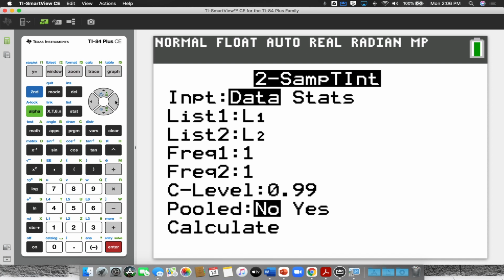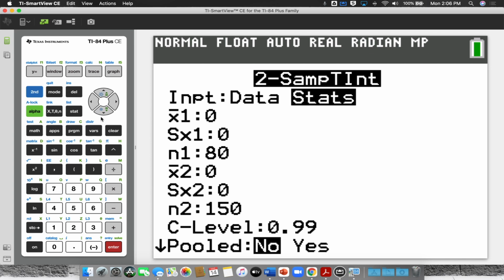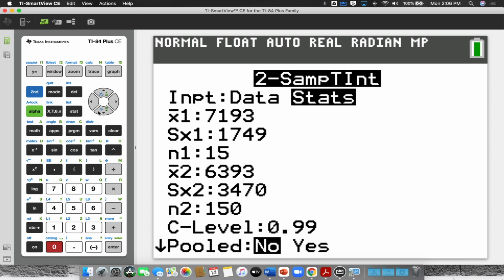Data is if I have the actual data in L1 and L2. I don't. So I'm going to go stats. I don't have the data, but I do know enough about it. X bar 1 was 7193. Standard deviation 1 was 1749. That's for Katy Perry, and her sample size was 15. Justin Timberlake, 6393 and 3470 for standard deviation, and his was the same size. 0.95.